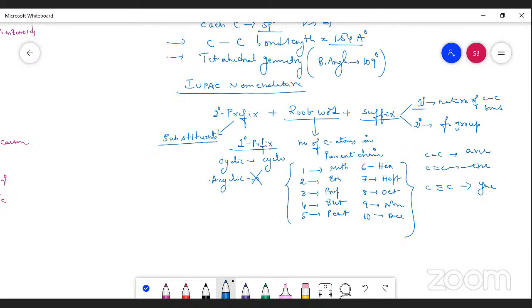These three are the primary suffixes. In case of alkanes, we will use primary suffixes only. The secondary suffixes we use only for compounds having functional groups. There are different secondary suffixes for different functional groups, so we are not discussing them here. We are discussing only alkanes here. Okay. Next.